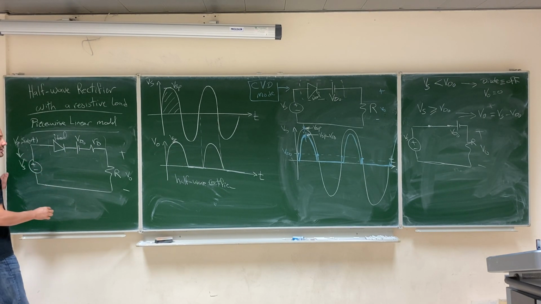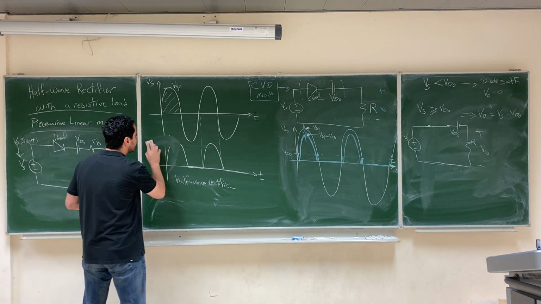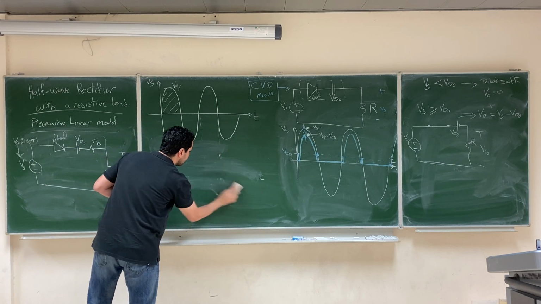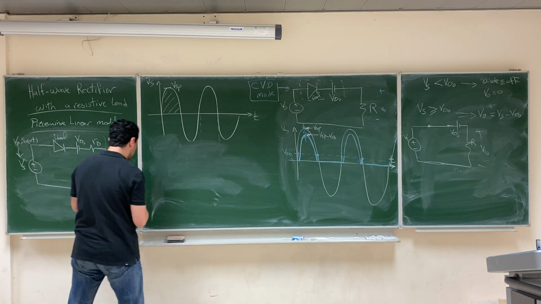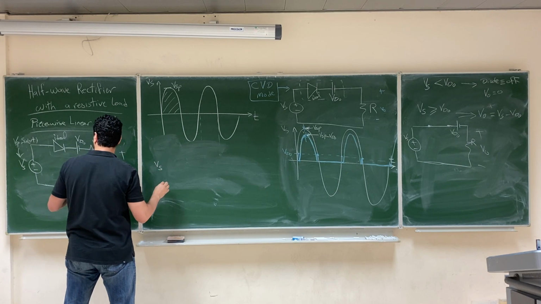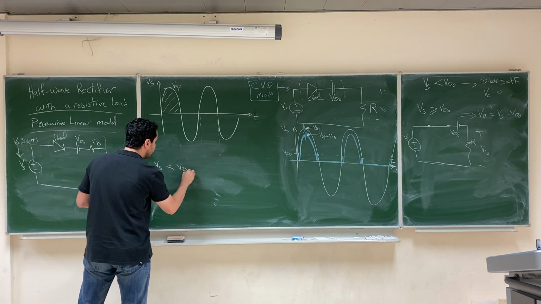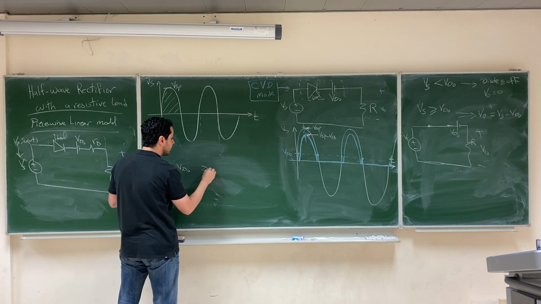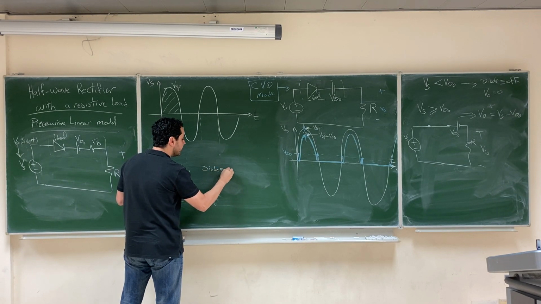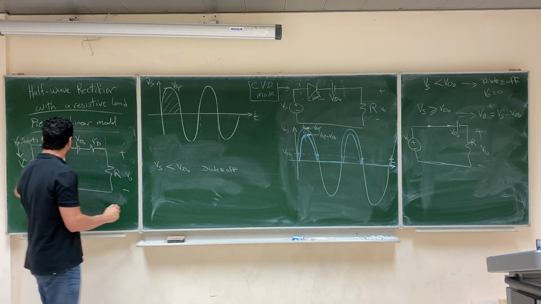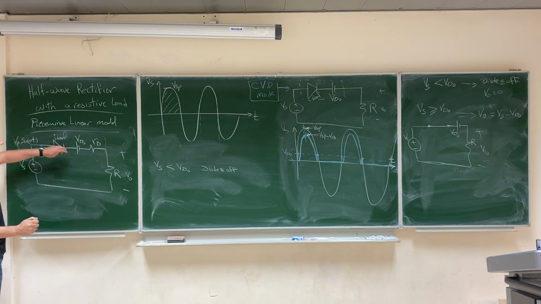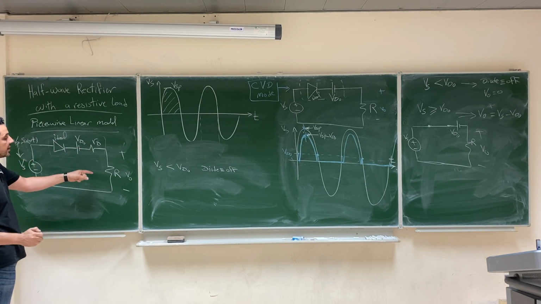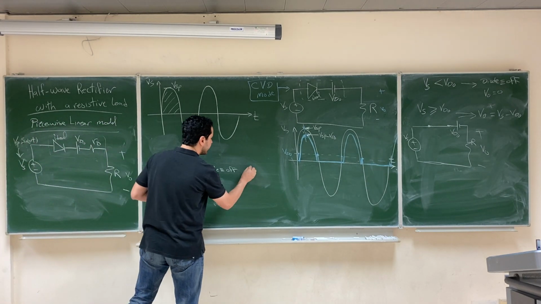So as long as Vs is lower than VDO, then the diode will be off, and if the diode is off, open circuit, this means that there is no current in this circuit, and V output will be 0.